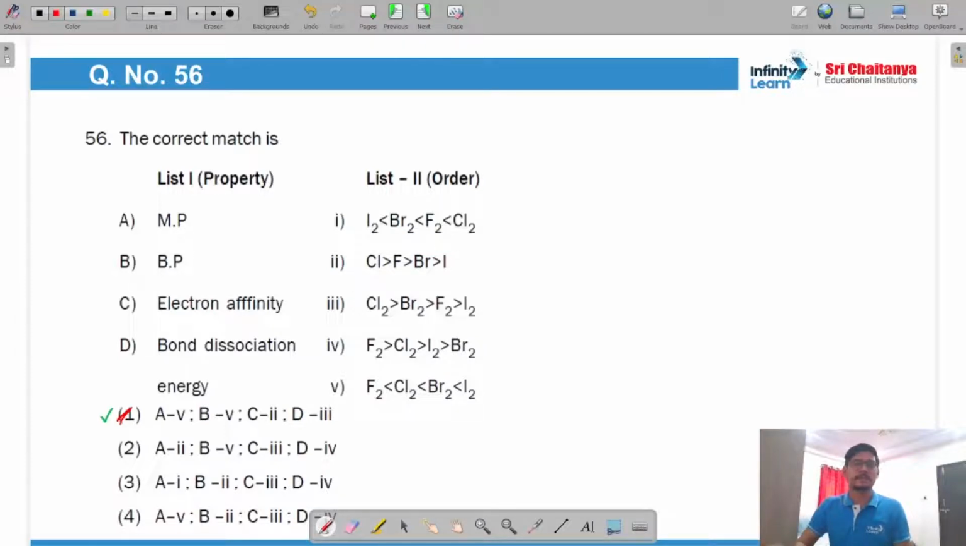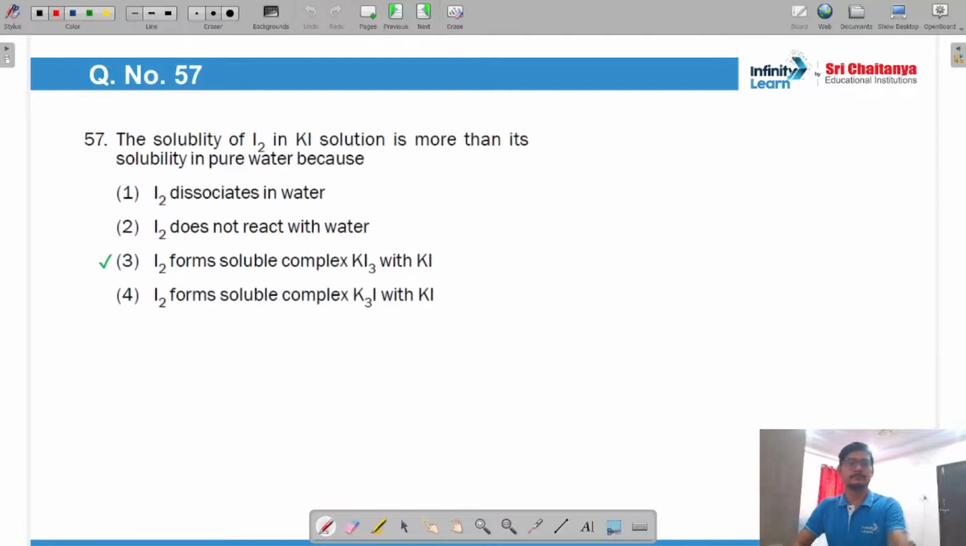Now electron affinity, I've just told you the order. Chlorine has the highest, followed by fluorine, bromine, and iodine. As regards bond dissociation energy, this is the order, something you should learn. First is chlorine, then bromine, then fluorine, and then iodine. Okay, right? So this is the order of bond dissociation energy. So this is the correct answer.